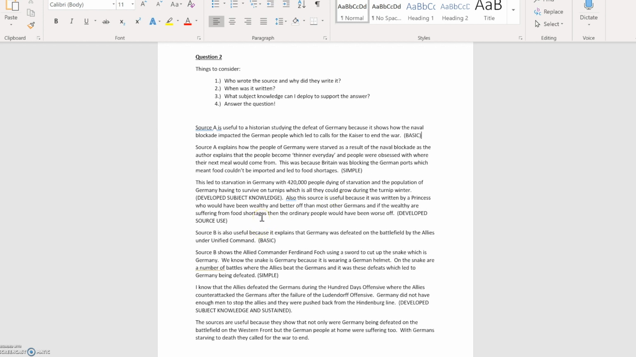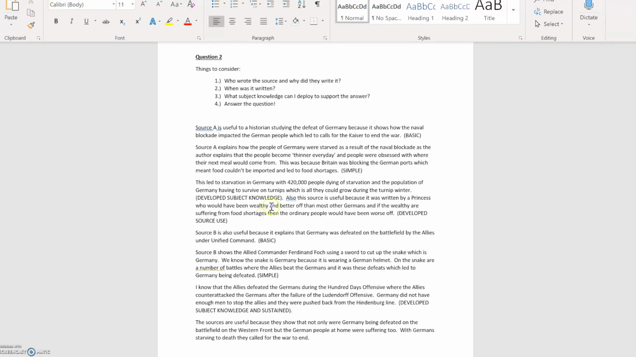However, if we want to get the top marks, we're then going to need to add some development. We're going to need to get away from the source and use some of our own subject knowledge. And I've got some examples for you here. So this led to the starvation in Germany, with 420,000 people dying of starvation and the population of Germany having to survive on turnips, which is all they could grow during the turnip winter. That is developed subject knowledge. That shows the examiner that you know your stuff and that you are able to recall things which you've learned to support the answer using your own contextual knowledge.